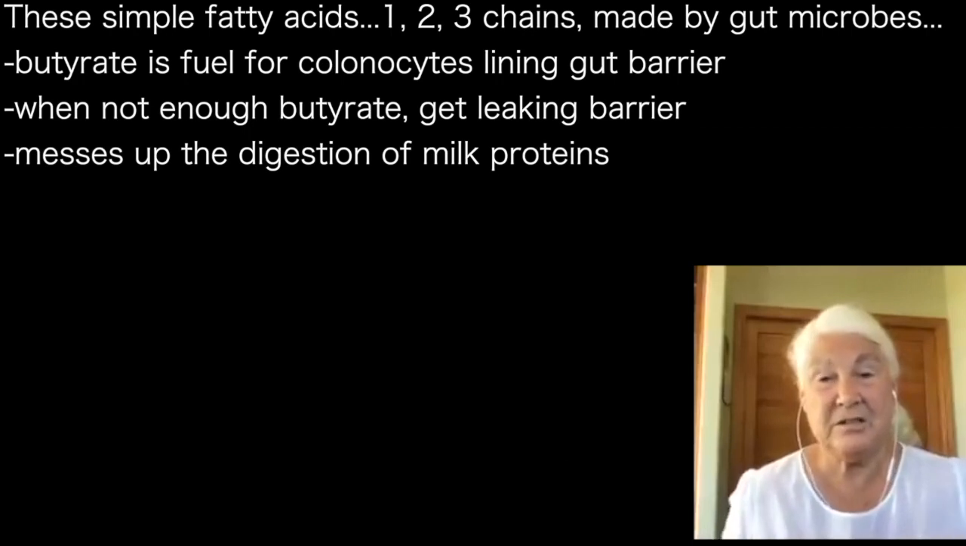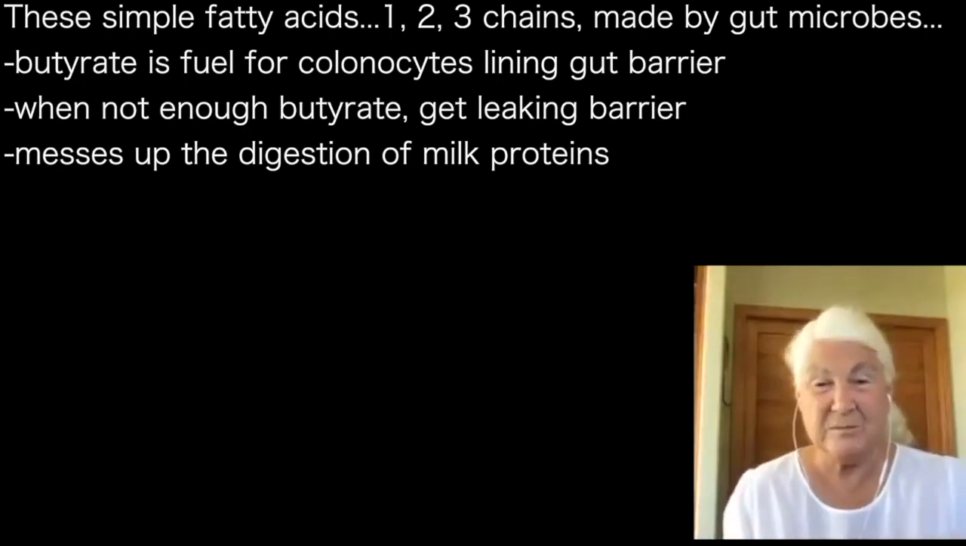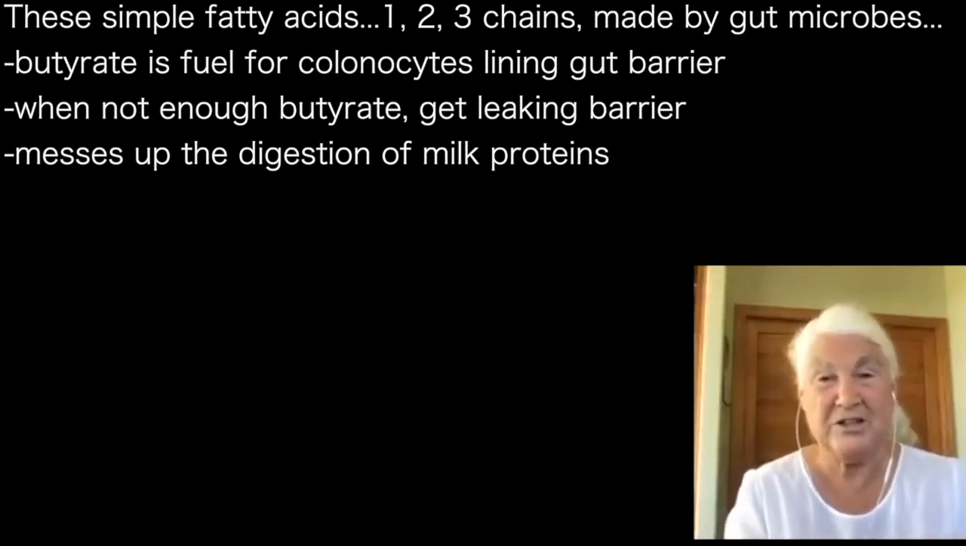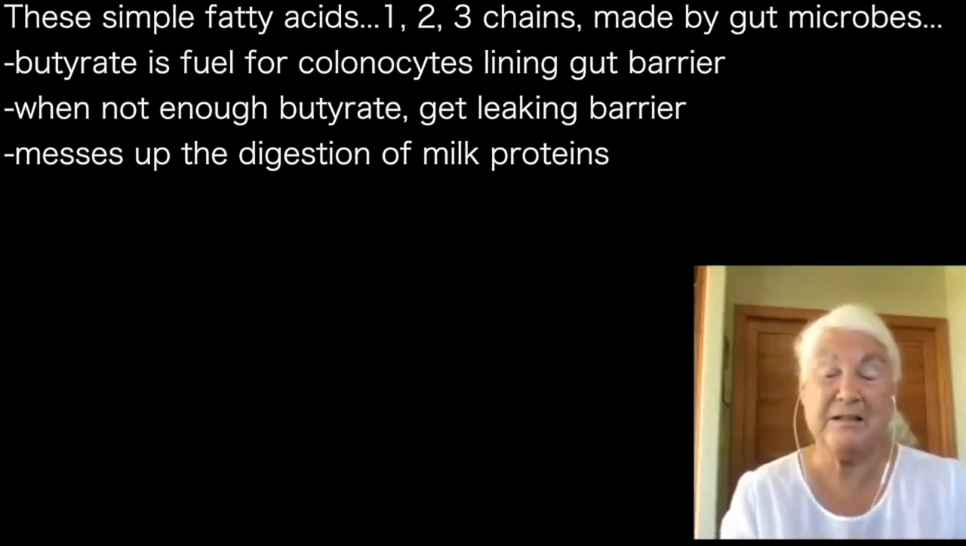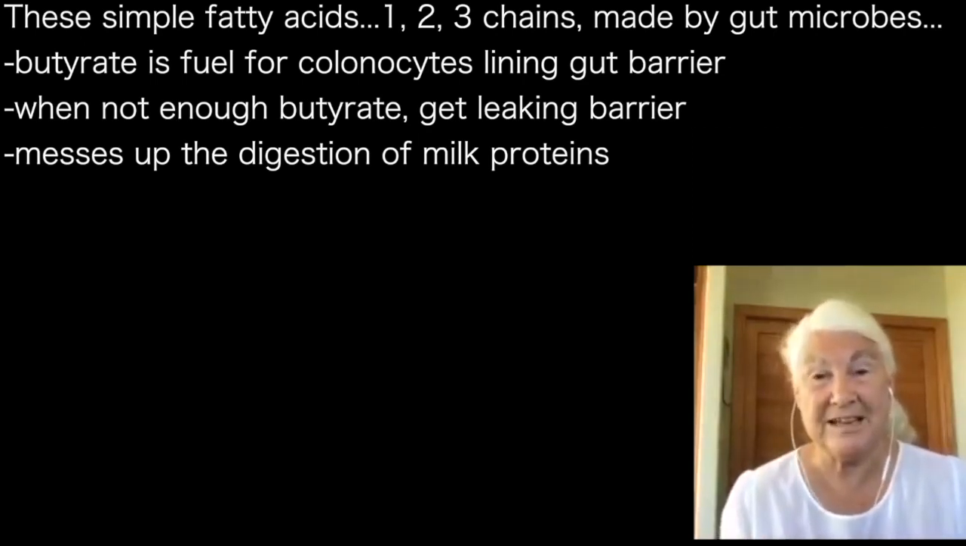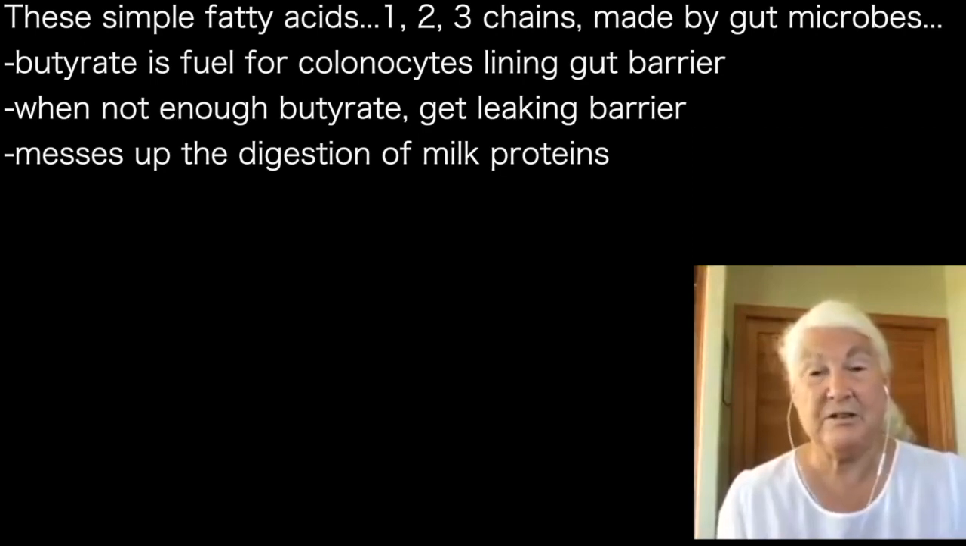It's really fascinating. Just this simple thing of these little fatty acids, you can't imagine that it could be so important. It's a 1-chain, 2-chain, and 3-chain. They're very short fatty acids, super important. They're made by the gut microbes. And the butyrate is the fuel for the colonocytes that line the gut barrier. So when there's not enough butyrate, the colonocytes get sick, you get a leaky barrier, and then you get all kinds of problems. And on top of that, it messes up the digestion of the proteins, because that depends upon those bacteria that are getting killed off.